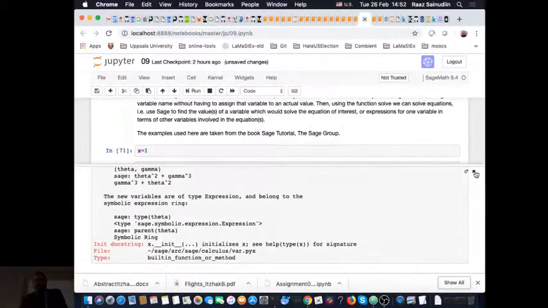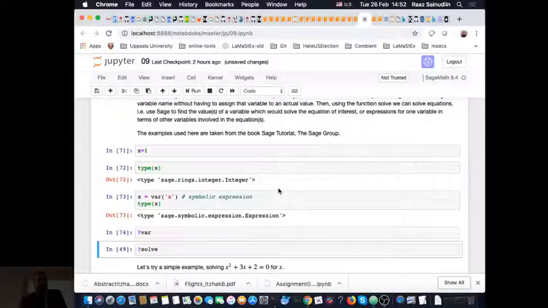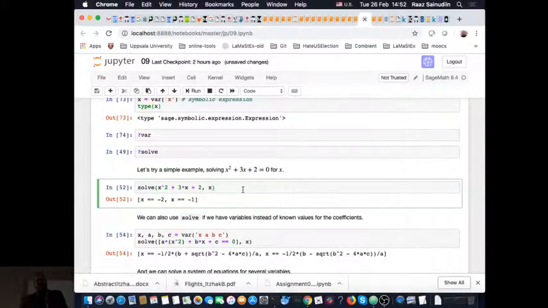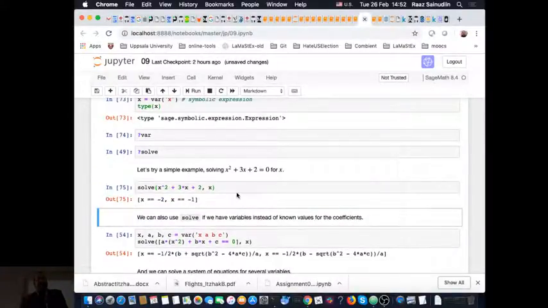Yeah, so let's just use the short doc string. I think the double question mark is much bigger. So let's try a simple example, solving x squared plus 3x plus 2 equals 0. Why are we doing this? Because you want to solve the maximum likelihood equation by finding the derivative of the log likelihood on the left. So this is all you do.